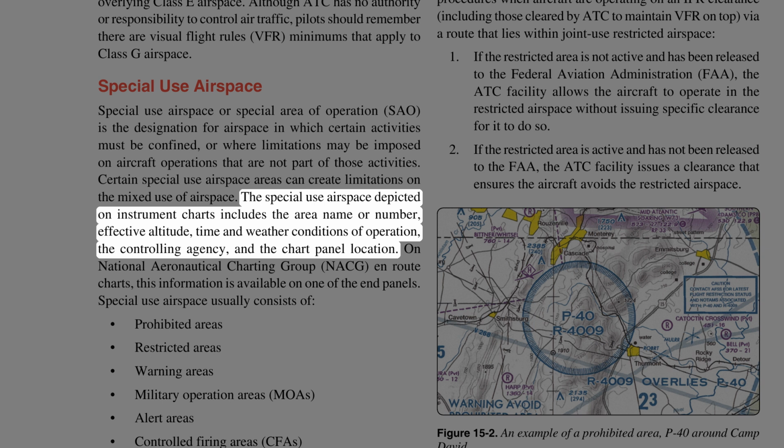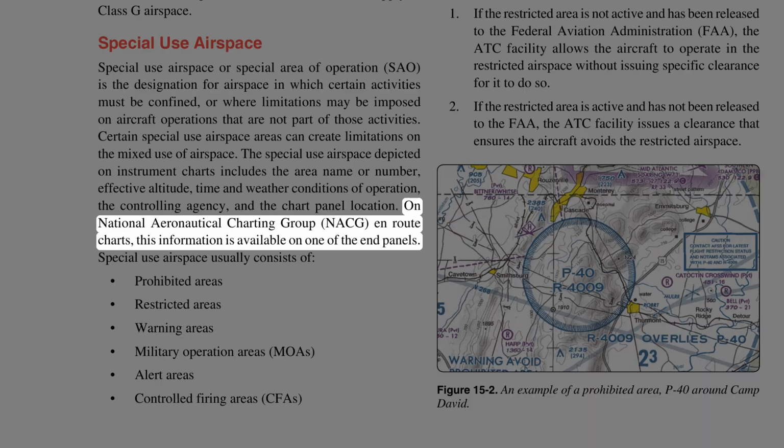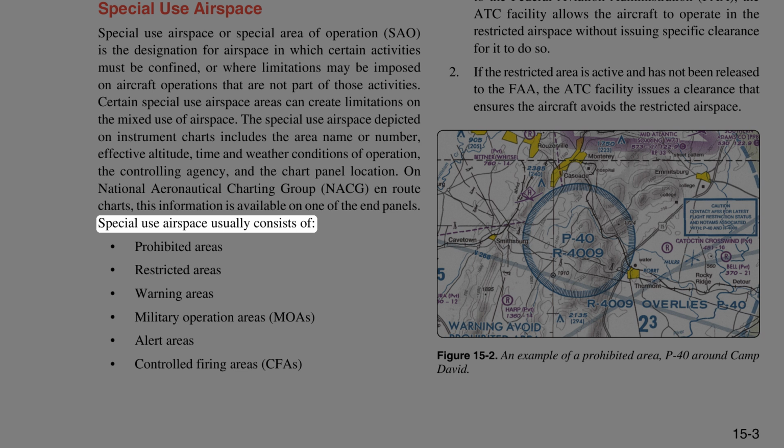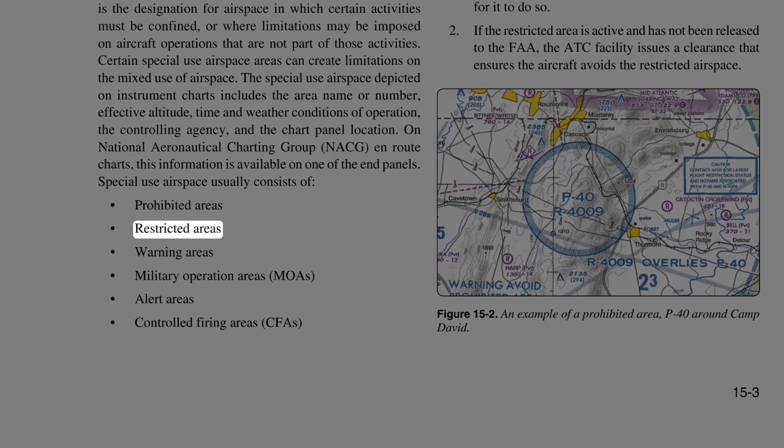The special use airspace depicted on instrument charts includes the area name or number, effective altitude, time and weather conditions of operation, the controlling agency, and the chart panel location. On National Aeronautical Charting Group, NACG, en route charts, this information is available on one of the end panels.